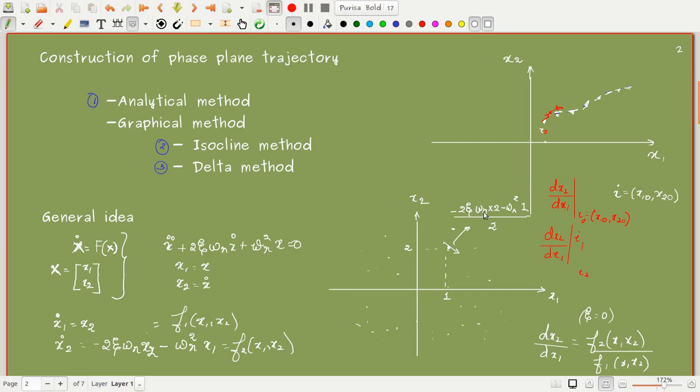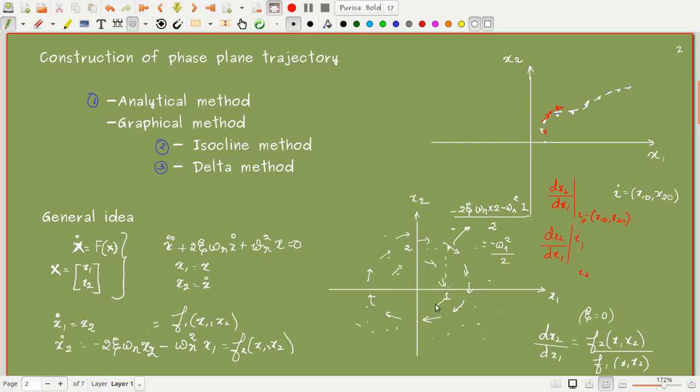So if zeta and omega n are known, here zeta is equal to 0, so it becomes minus omega n squared by 2. So at this point, what will be the slope? It will be minus omega n squared by 2. Similarly, we can plot the slopes at every point in the space of the phase plane. I can plot here, here, and here. I can plot as many slopes as possible in the phase plane. Okay, so everywhere I can plot.